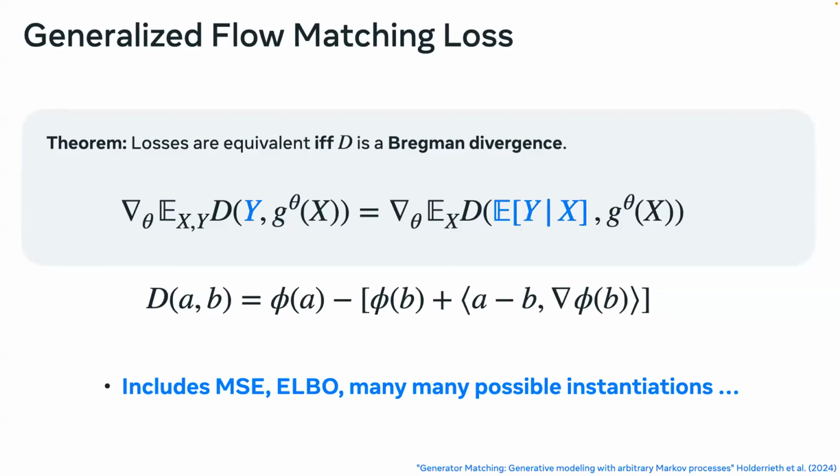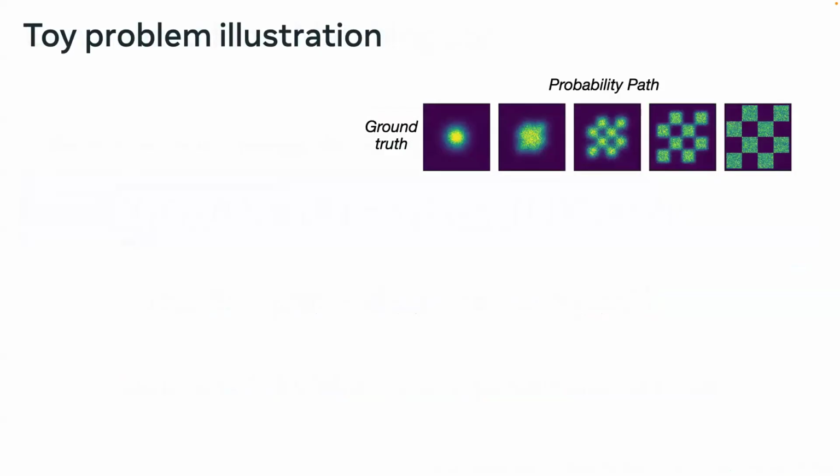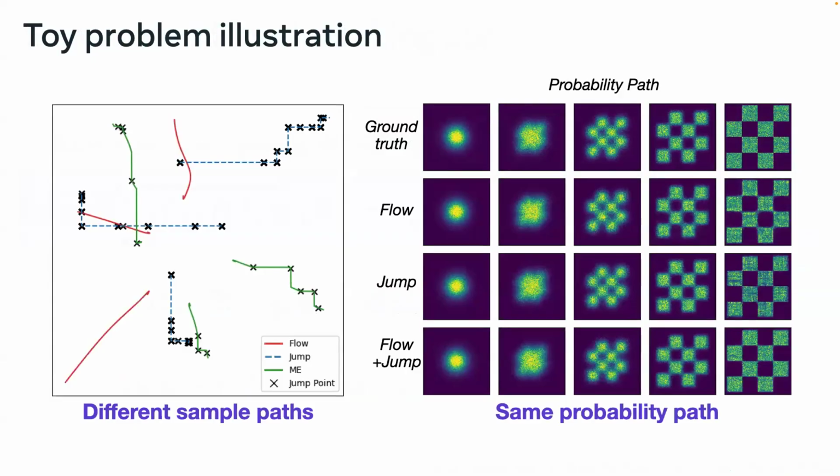So there's many different instantiations of this. All right. Just a toy, to show what this looks like. Here's usually how we design a probability path that goes between some noise and some data. It's the checkerboard distribution, and we can learn a model. We can learn a flow model. We can learn a jump model. We can just combine the flow and the jump together. And they'll all follow the same probability path because that's what we trained it for. But the sampling paths are all very different, right?